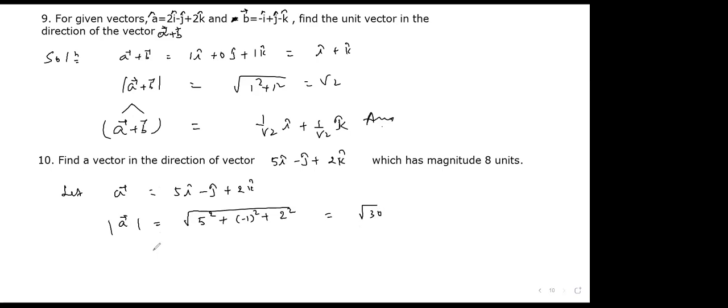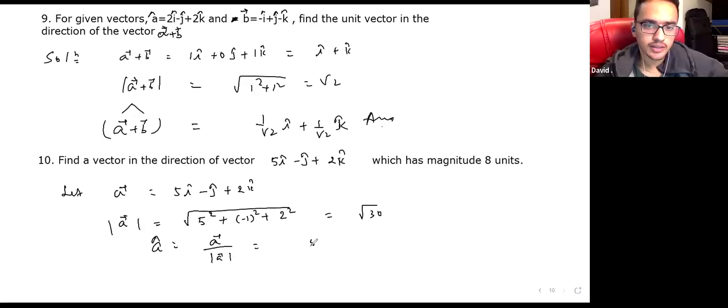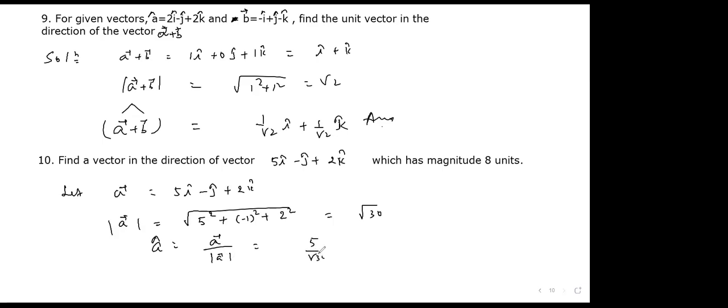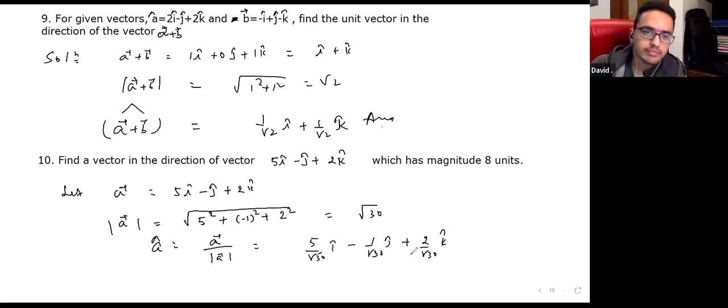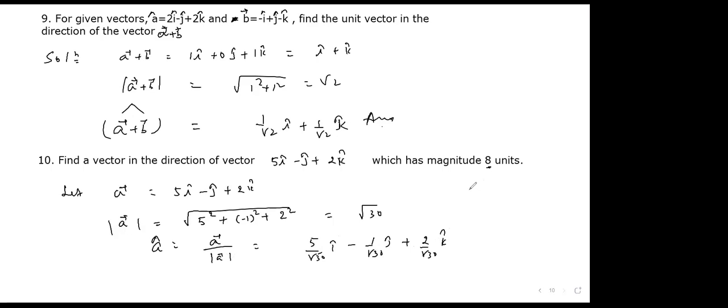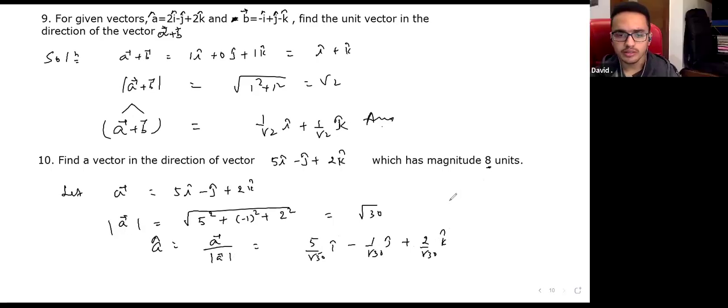So A cap will be vector A over magnitude A. So this will be 5 over root 30 I cap minus 1 over root 30 j cap plus 2 over root 30 k cap. This is a unit vector, means its magnitude is 1. If you multiply by 8, then its magnitude will become 8.